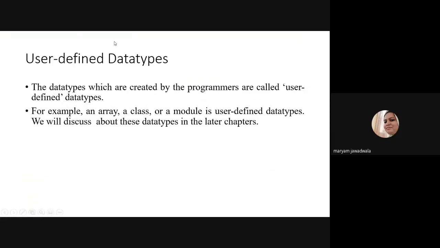Okay, now till now we have discussed the built-in data types, right? Now the next category is user defined data types. User defined data types means a programmer can create their own data types in Python. For example, an array, class, or module is a user defined data type. All these array, class, and module concepts we'll discuss in the next few video lectures.